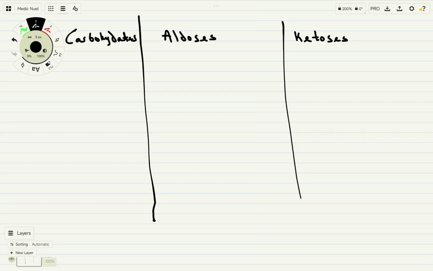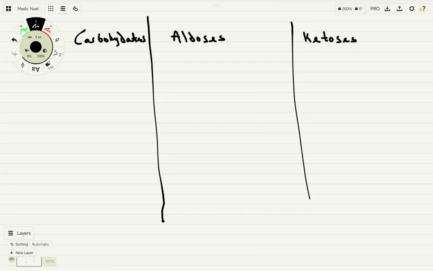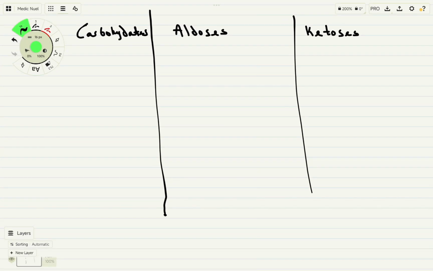Now, before we begin, you need to understand that there are two forms of carbohydrates. We have the aldoses and the ketoses. Now, what's the difference between aldoses and ketoses? Aldoses have an aldehyde functional group, while ketoses have a ketone functional group. You are still going to understand as we proceed, so relax. You don't have to understand at this point.